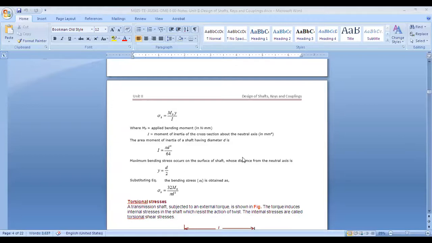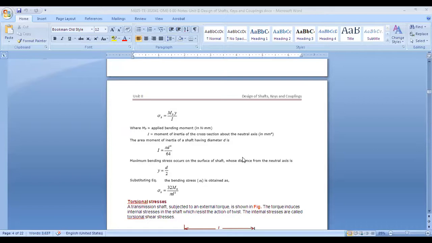Here the bending stress is sigma b is equal to Mb upon I into y. Mb is the bending moment. We will find out the bending moment at all points in the shaft, and we will take the maximum bending moment. Wherever the bending moment is maximum, there it will have a failure. So that will be the maximum bending moment in the shaft. I is the moment of inertia for a circular shaft, pi by 64 d raised to 4, and y is the distance at different locations.